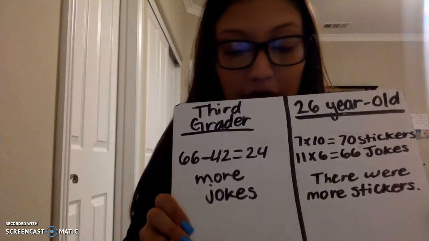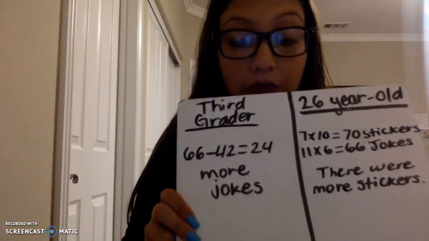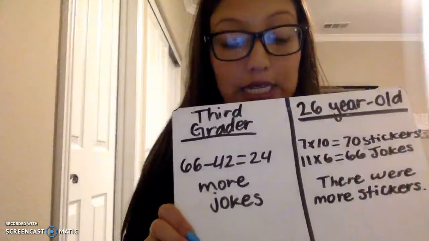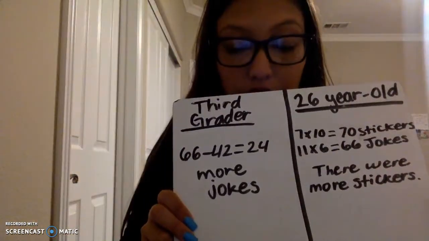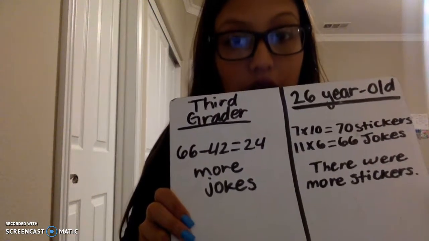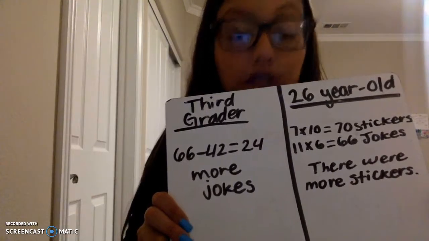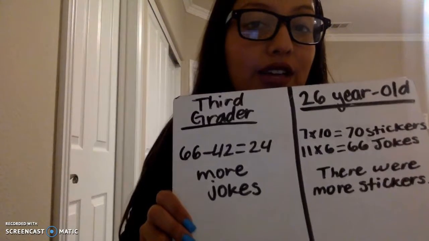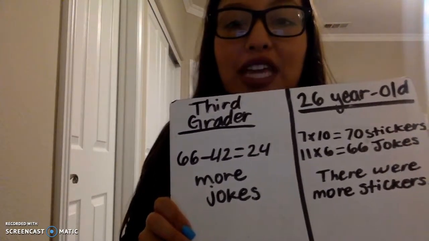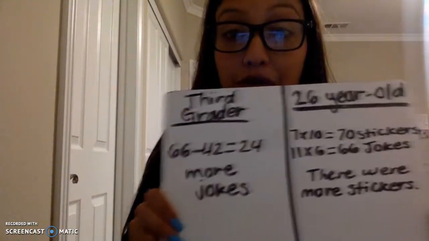But then he did minus 42 for the stickers, and there's actually supposed to be 70 stickers. So I think he accidentally did 7 times 6. So there's 7 pages of stickers, but there's 10 stickers on each page, in which he probably did 6 again, like the jokes. So he did 66 minus 42, and he got 24 more jokes. So the way I think he solved it and the way I think he worked on the numbers, he would have gotten it right if the problem was the way he thought it was. But it wasn't. The 26-year-old got it right.